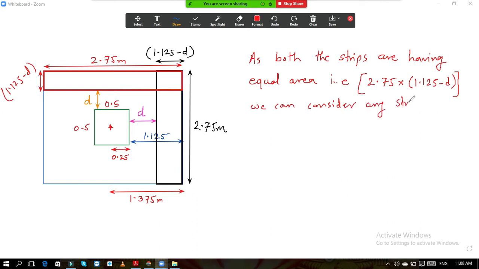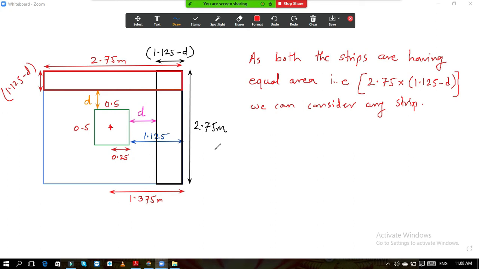You can take either of the two strips, because their area is the same. If the area of both the strips is not the same, then you need to take the strip which is having greater area. Okay, so that you should remember, in case of rectangular footing it may happen.